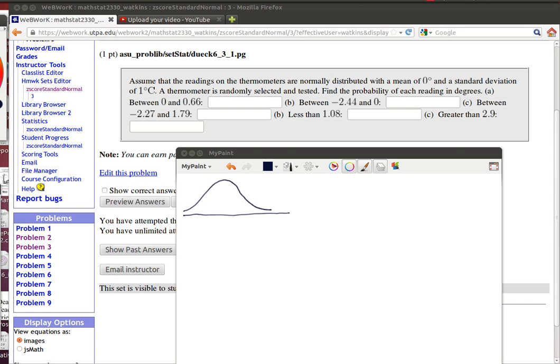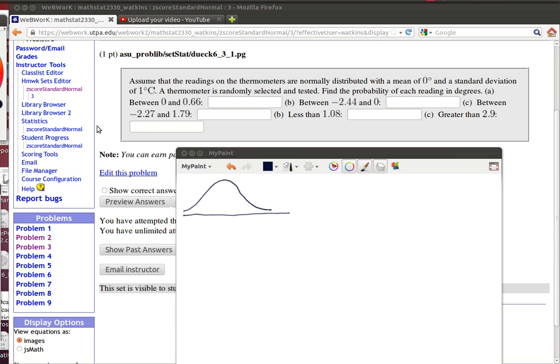Here's another problem looking at normal distributions. We're looking at some readings of thermometers. They're normally distributed. That normal distribution has a mean of 0 and a standard deviation of 1. So interestingly enough, this happens to be a standard normal distribution. The thermometer is randomly selected and tested. Find the probability of each of the following readings.